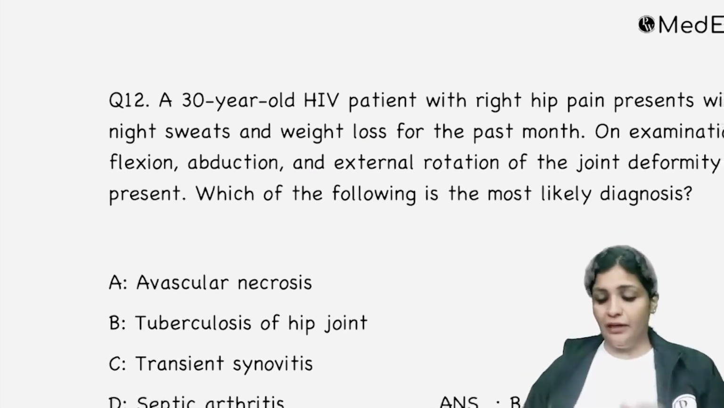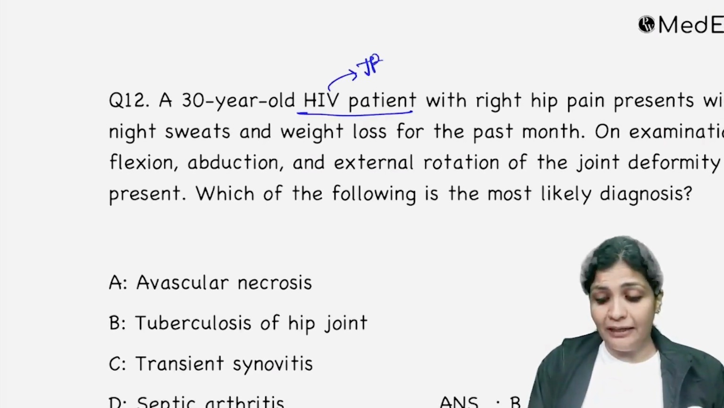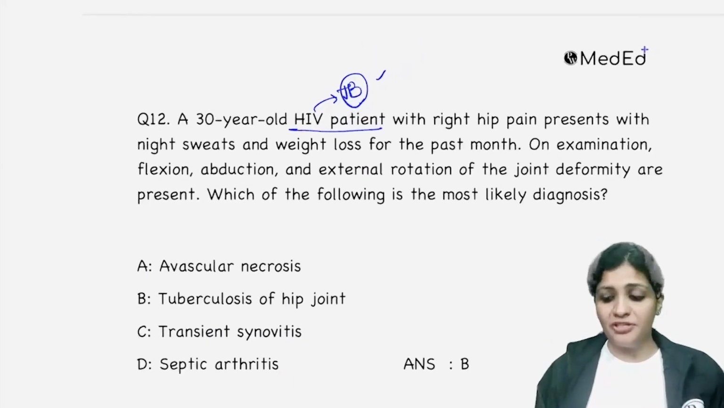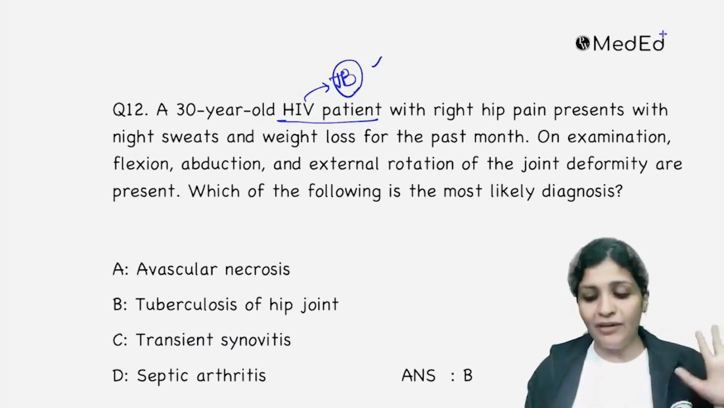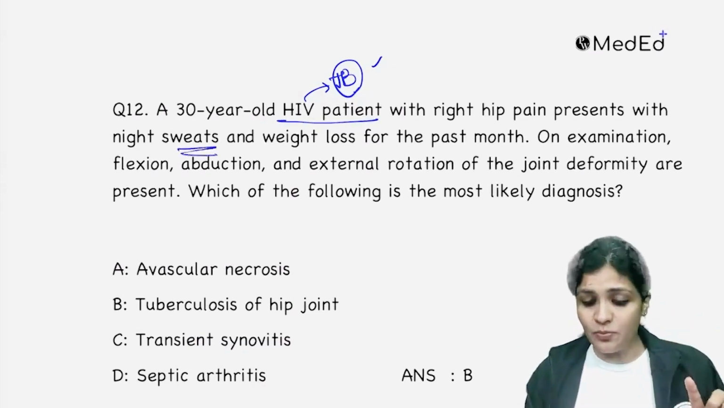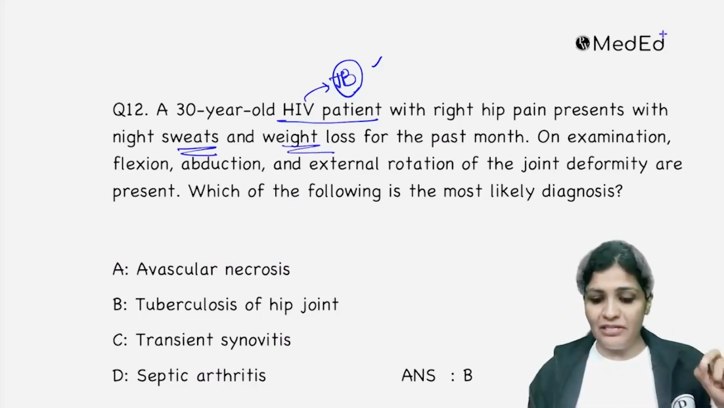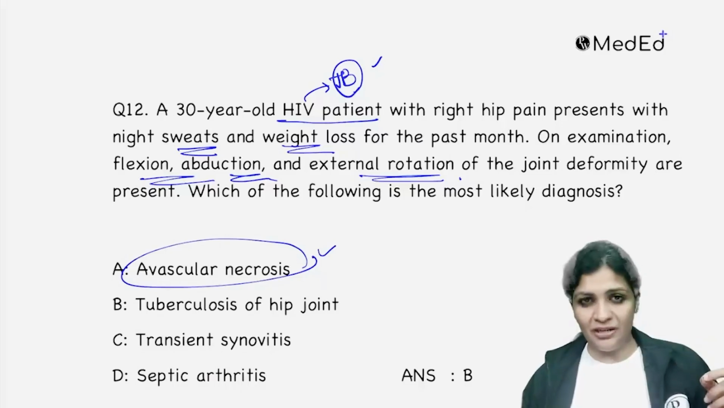So now one more thing, whenever they tell you something related to an HIV patient, HIV and TB are always in relation. So they are good friends. Whenever you see an HIV patient, you should always first put the diagnosis as tuberculosis. Here they have given us a very big clue that it is an HIV patient and there are night sweats and weight loss. In TB also you will see night sweats and weight loss. And now the joint deformity is flexion, abduction and rotation. It cannot be avascular necrosis because Faber is never seen in avascular necrosis. It should be tuberculosis or transient synovitis.